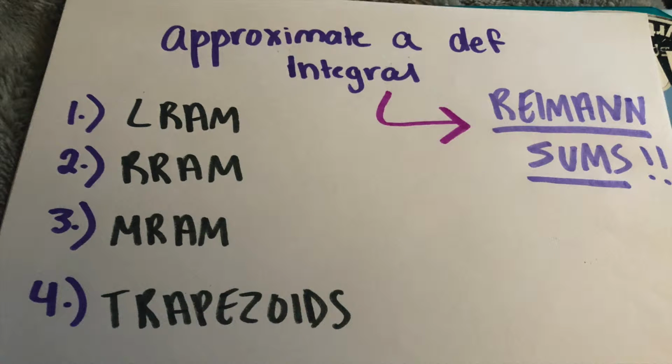There are 4 ways to approximate a definite integral, and each way is a type of Riemann sum. The first way is an LRAM, which is a left-hand rectangle approximation. The next way is an RRAM, which is a right-hand rectangle approximation. Then there's the MRAM, which is a midpoint rectangle approximation. And then lastly, there's trapezoids.